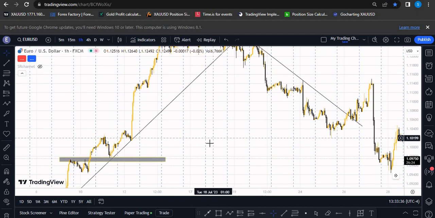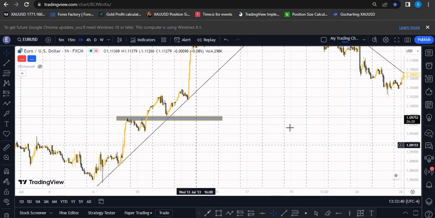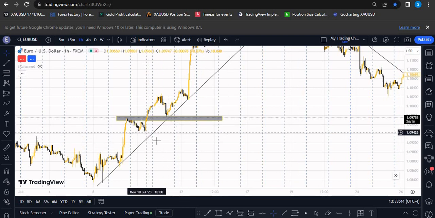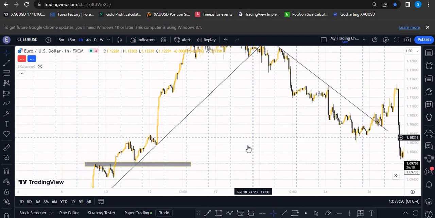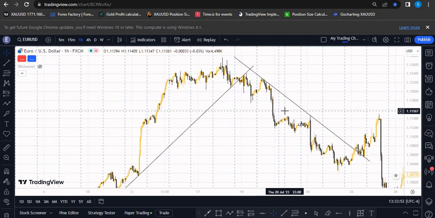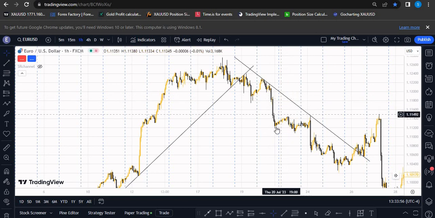Now guys, before I forget, I have to tell you one thing. For an uptrend movement, the trend line has to be drawn below the price, not at the top of the price, below the price. And for a downtrend movement, the trend line has to be drawn on the top side, not the downside.